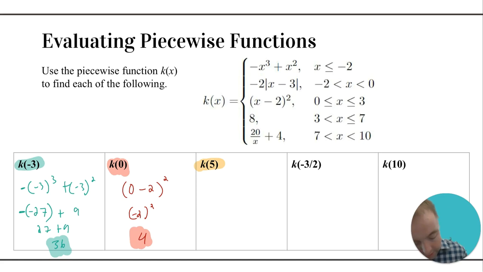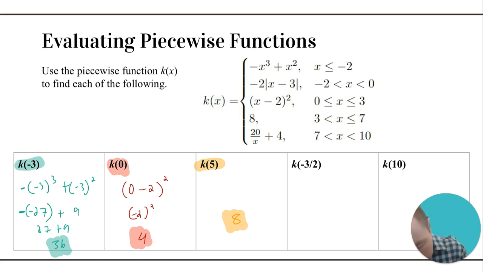And then find k of 5. Between 3 and 7 is where 5 is going to be. So the rule we're going to use right there is 8. Well, 8 is just a number. There's not actually an x to plug into. So the answer right there is just 8. If you're plugging in any number between 3 and 7, the answer is always going to be 8.